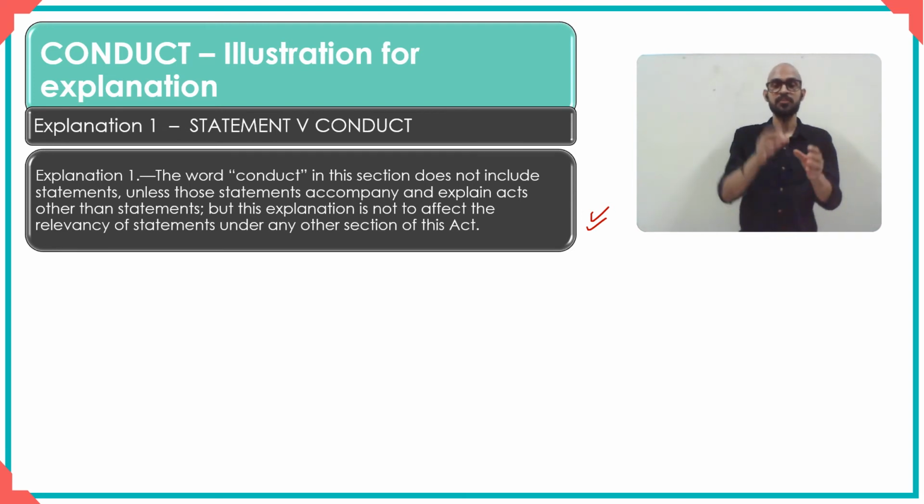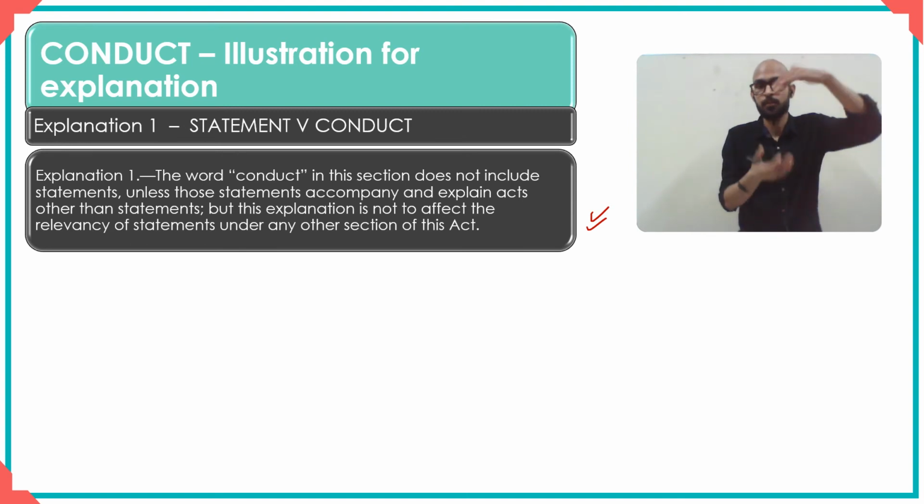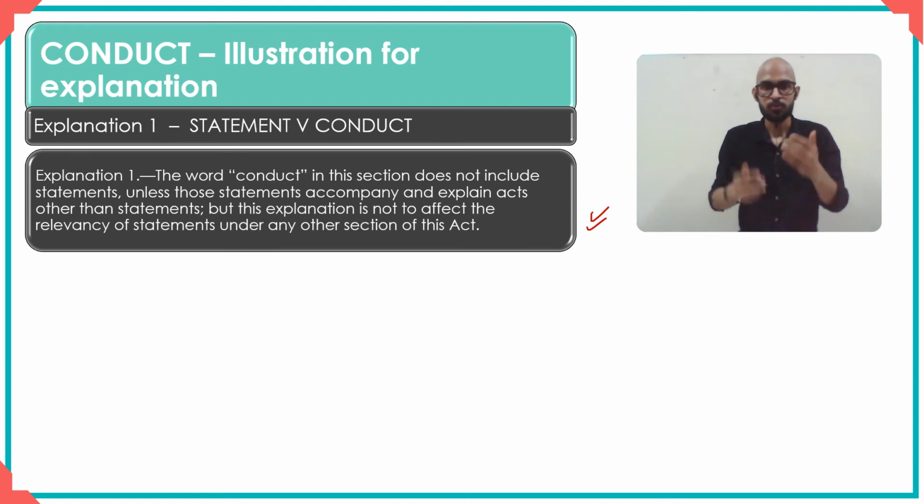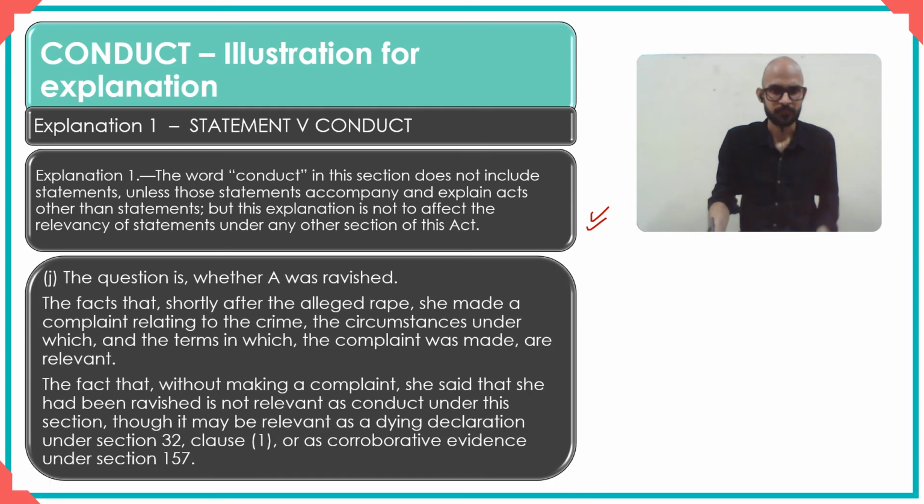So you have illustrations for each of the words and you also have illustrations for the explanation. It is important for you to know that the illustrations are given to in some way explain what is given to you in the body of the section, right? So you should be able to identify which illustration is given for what, right? So let's look at the illustration that is given for the first explanation.